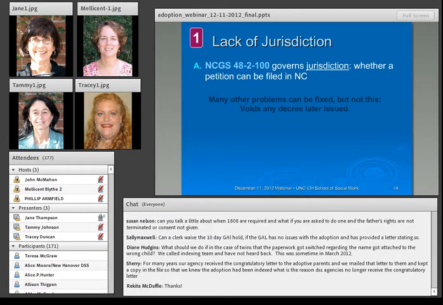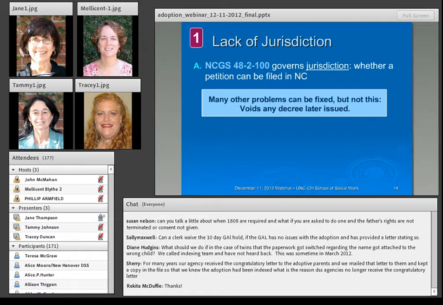But the first order of business is to remember that the absolute thing we have to have in every adoption is jurisdiction, and that's governed by 48-100, and that simply answers the question whether a petition can be filed anywhere in North Carolina. And as I hope all of you know, many other problems can be fixed, but this cannot. This is absolutely the kiss of death, and it voids any decree later issued. So we want to be sure that we get jurisdiction correct from the beginning.